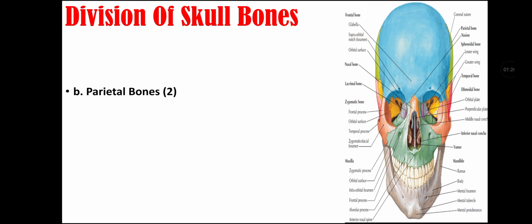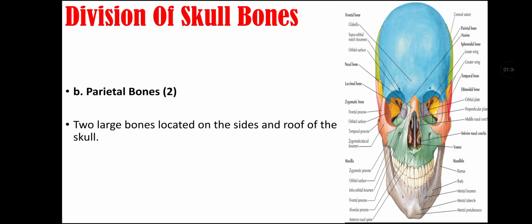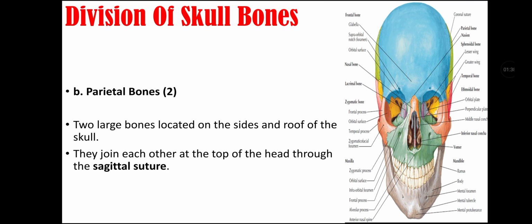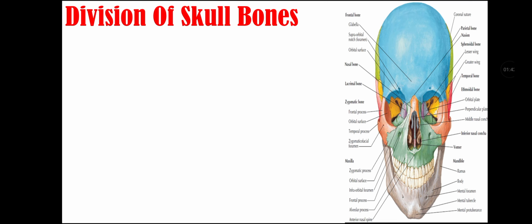Next cranial bone is a parietal bone, that is paired bone. That means there are two parietal bones in every skull. There are two large bones located on the sides and roof of the skull. They join each other at the top of head through the sagittal suture.